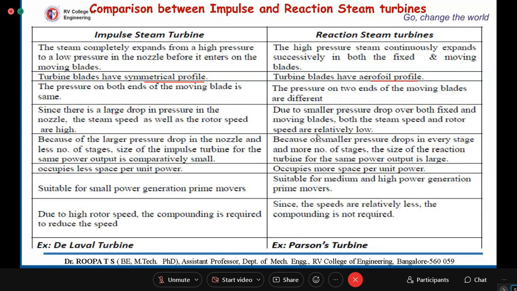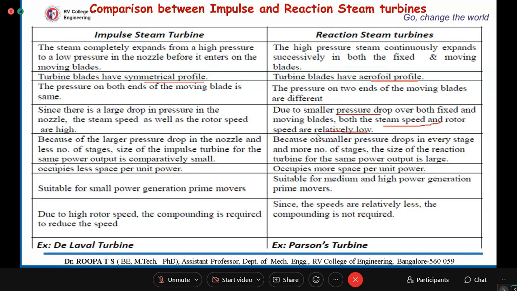Since there is a large drop in pressure in the nozzle, the steam speed as well as the rotor speed are high. So the pressure energy is getting converted into velocity, so that can be transferred onto the rotor blade. So the maximum speed we can expect here. There is smaller pressure drop, so the speed of the rotors will be relatively low.